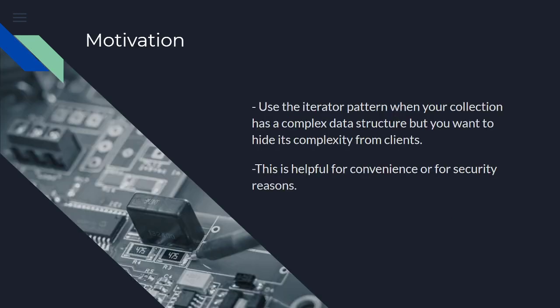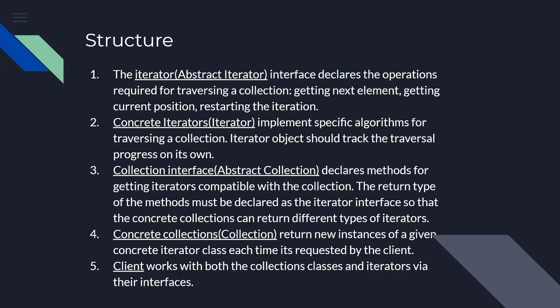The motivation of the iterator pattern: when your collection has a very complex data structure but you want to hide its complexity from clients. Very helpful for convenience or for security reasons. It allows a more abstract and dynamic way to iterate through a list of objects as opposed to a list, and needing to know exact indexes.